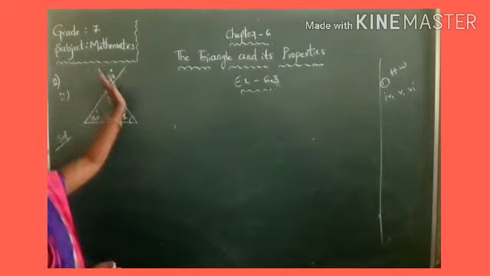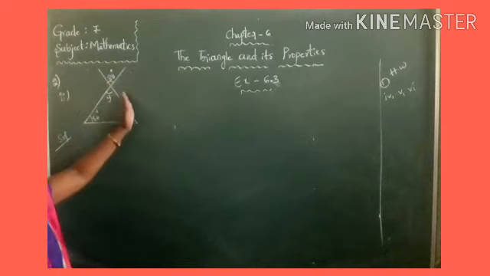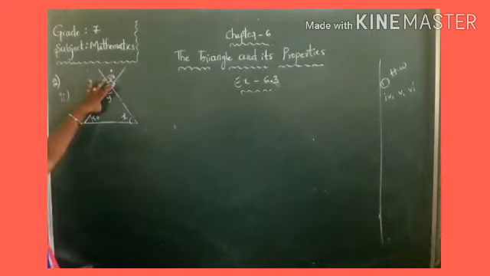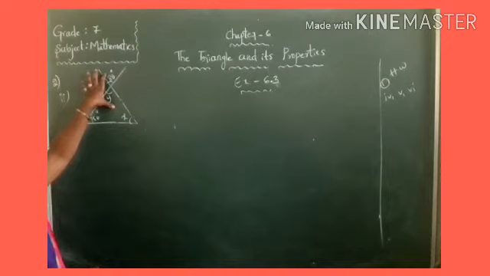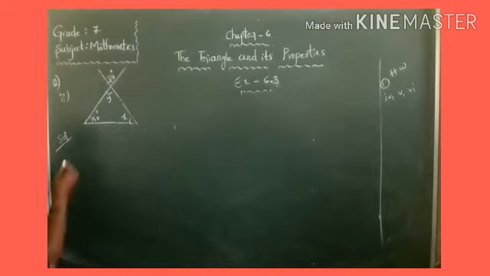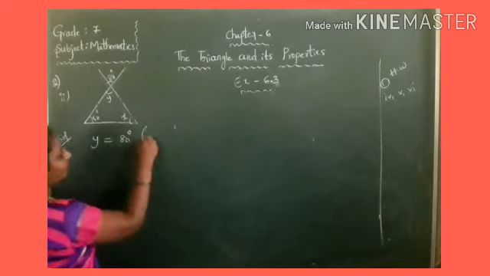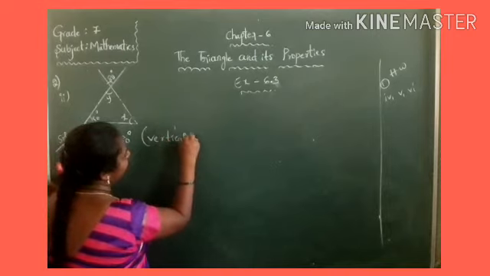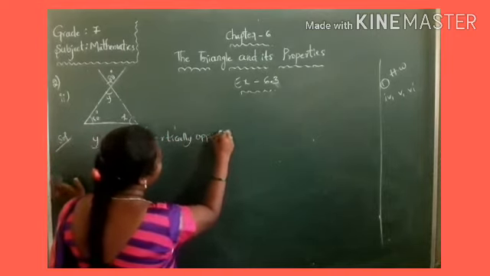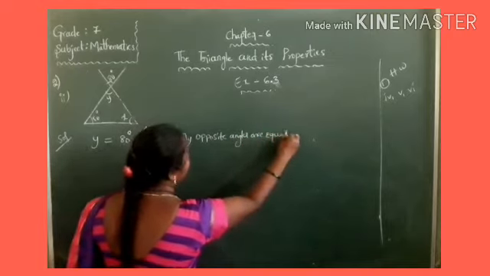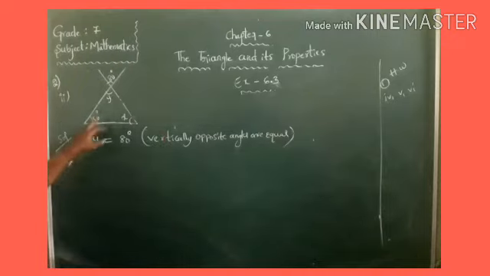Now, if you assume these two are lines, if two lines intersect, then the vertically opposite angles are equal. So that's why y is equal to 80 degrees. Why? Because vertically opposite angles are equal. So angle y is equal to 80 degrees. Here you write 80 degrees.